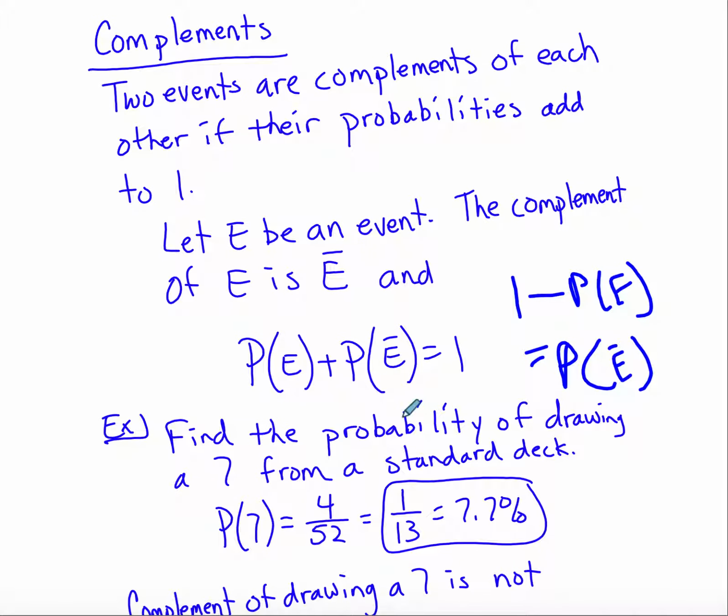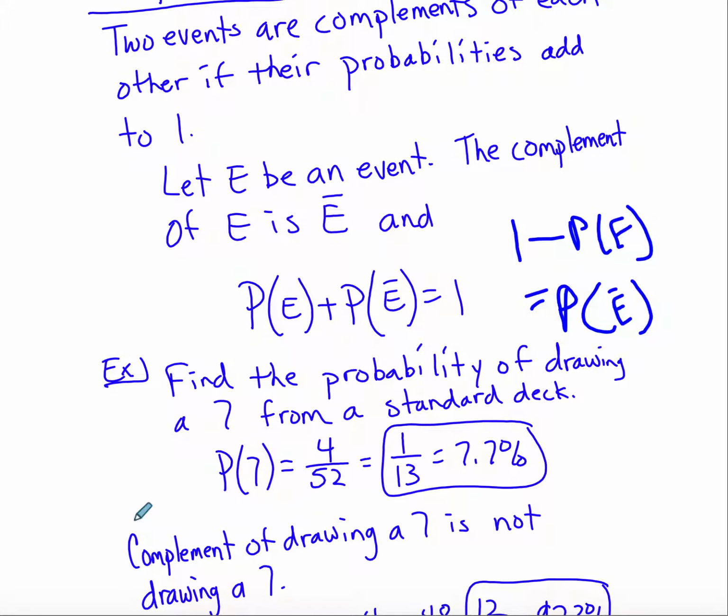So let's find the probability of drawing a 7 from a standard deck. So the probability of a 7: there are 4 different ways of getting a 7 out of a standard deck. Again, if you need to, list out the sample space and then count how many 7s there are. There are 52 cards in a deck, so it's 4 out of 52. Again, if you want to reduce it, you can. I prefer the 4 out of 52 because it tells me there's 4 7s out of 52 cards.